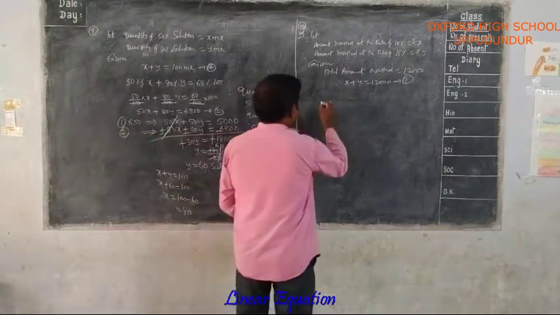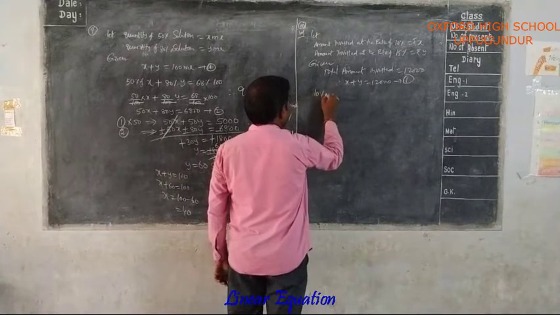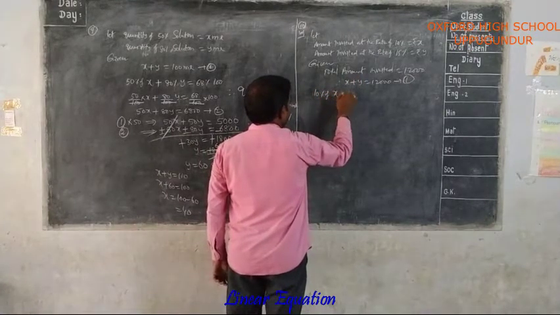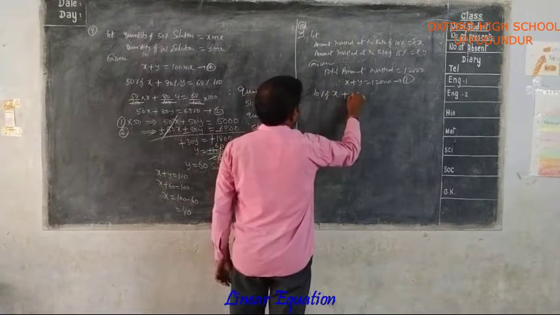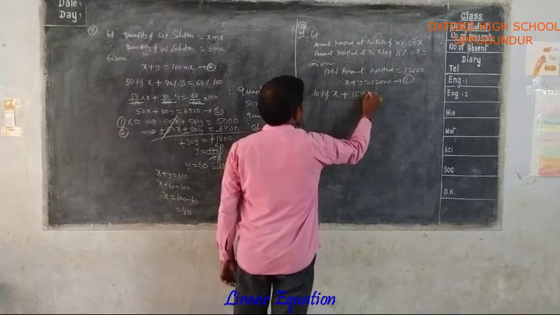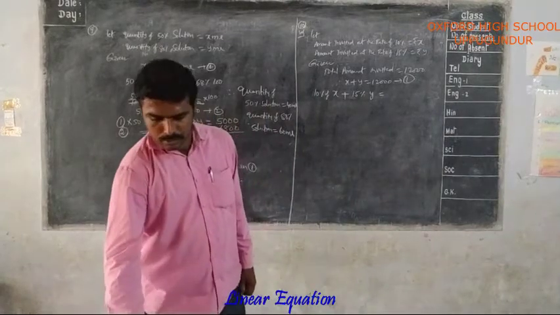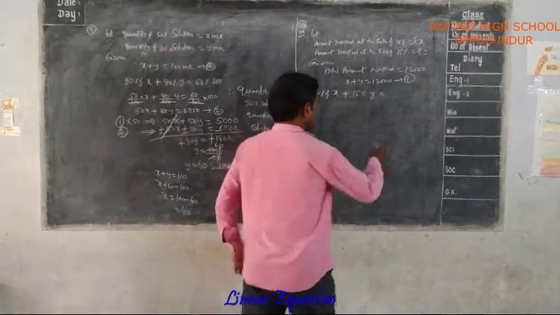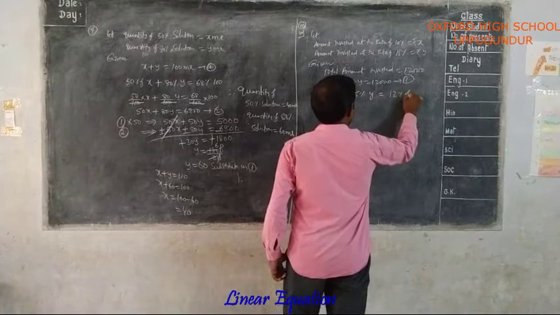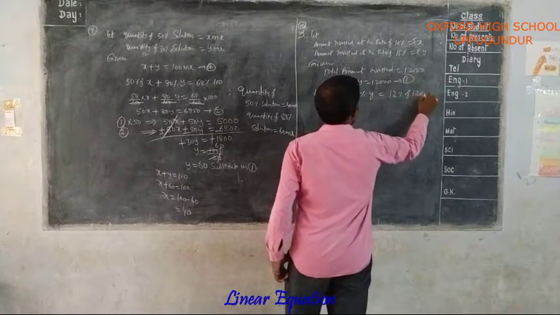So first 10% of first amount is x plus 15% of second amount is y equal to how much you have to invest? 12% on the total amount. 12% of total amount is 12,000.